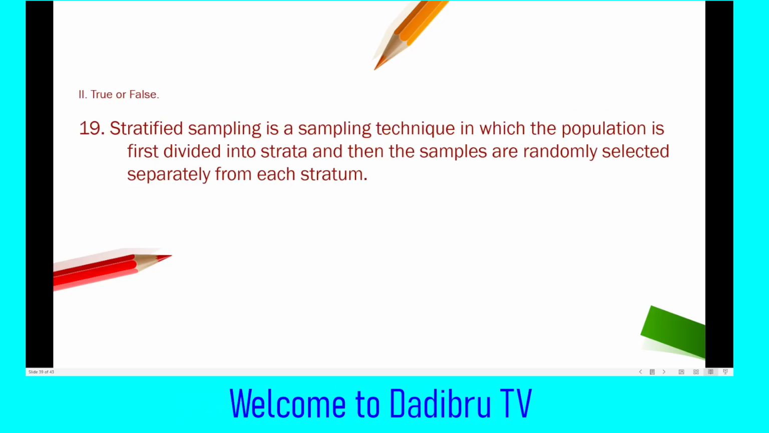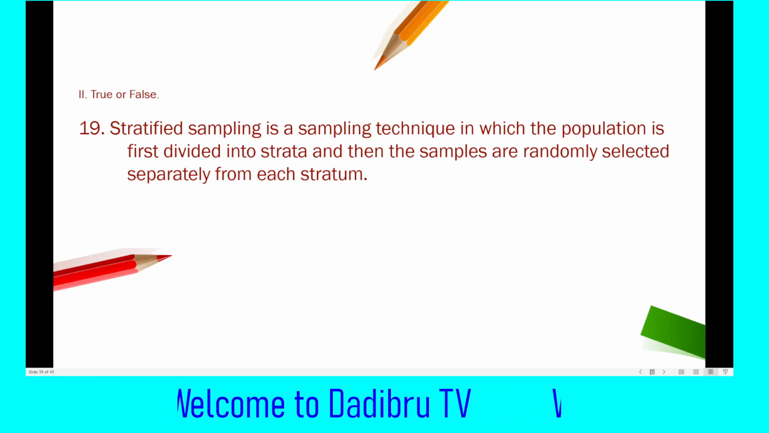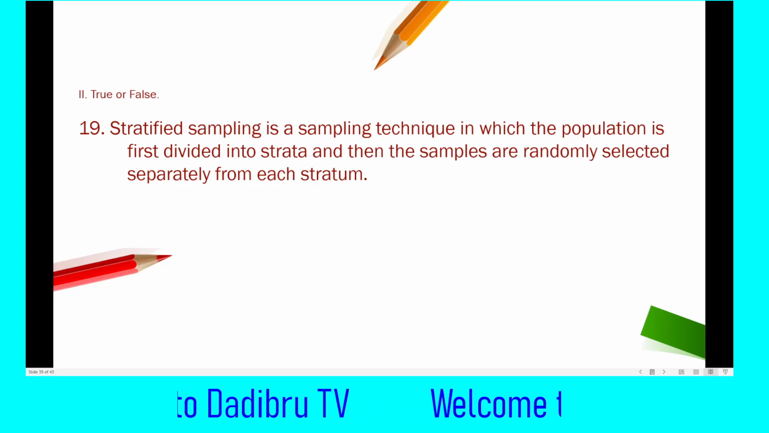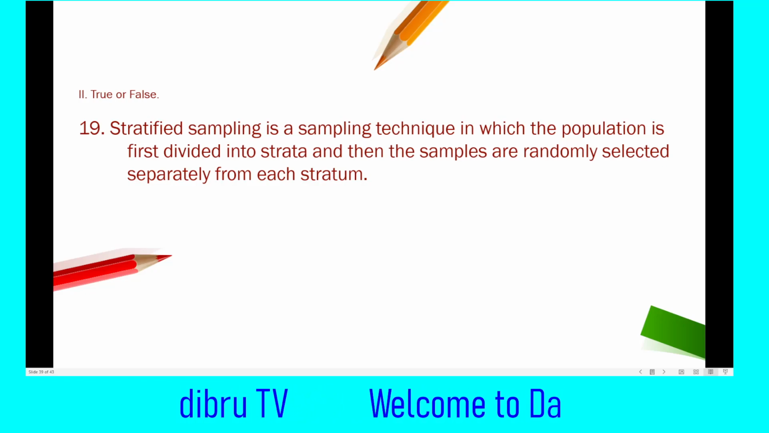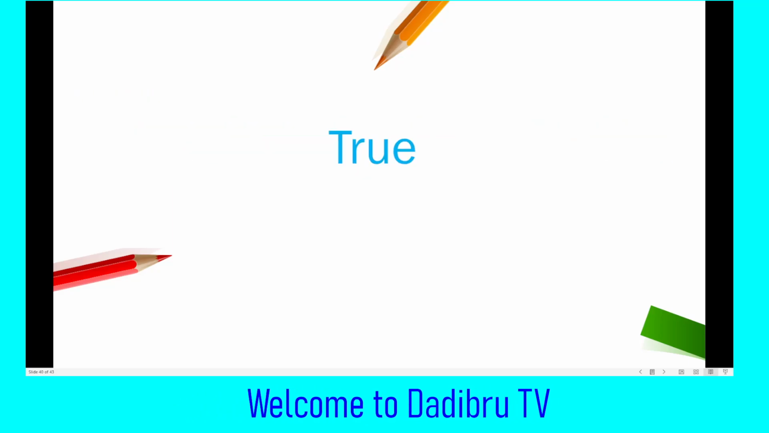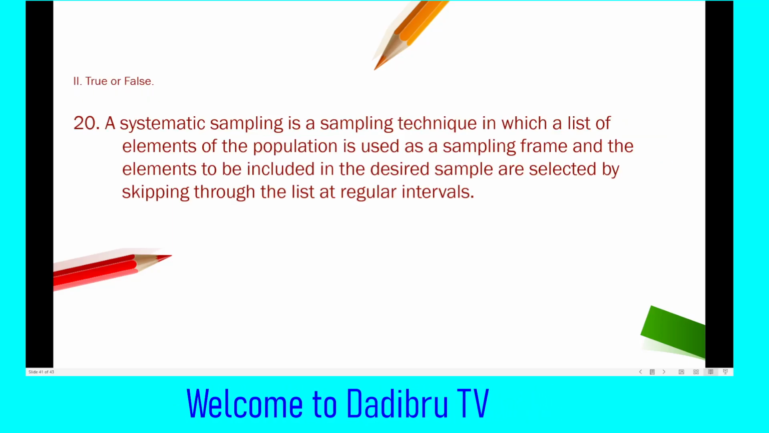Question number 19. Stratified sampling is a sampling technique in which the population is first divided into strata and then the samples are randomly selected. The answer is true.